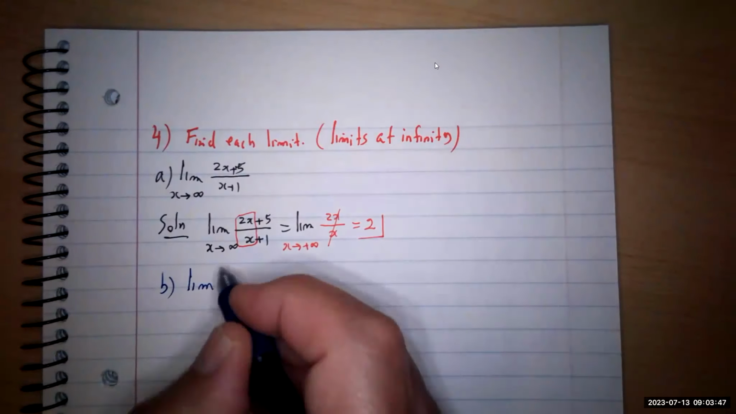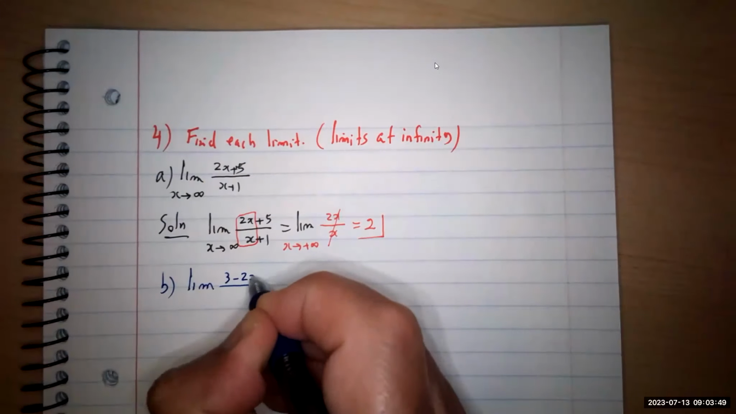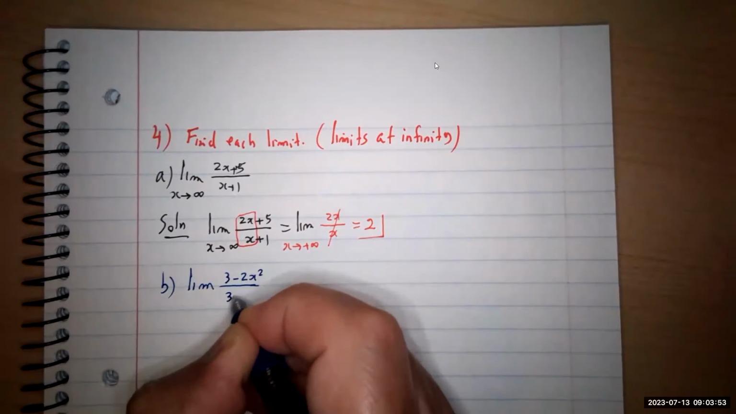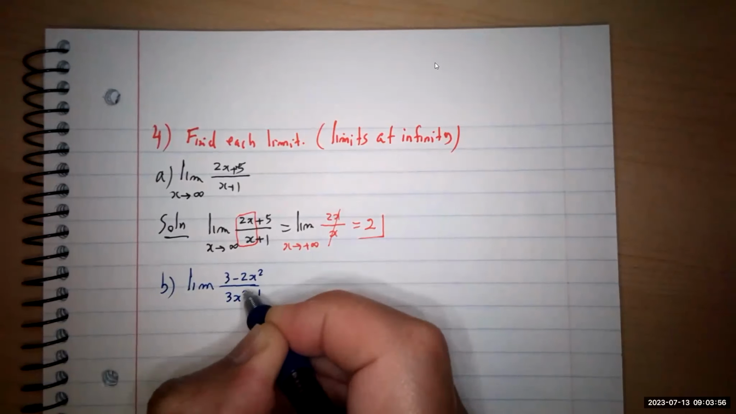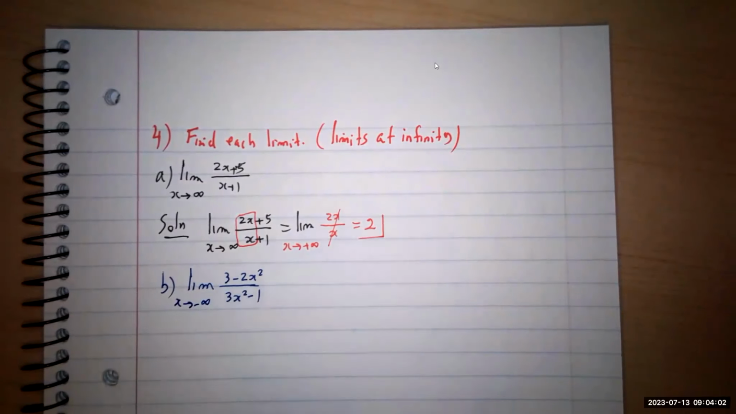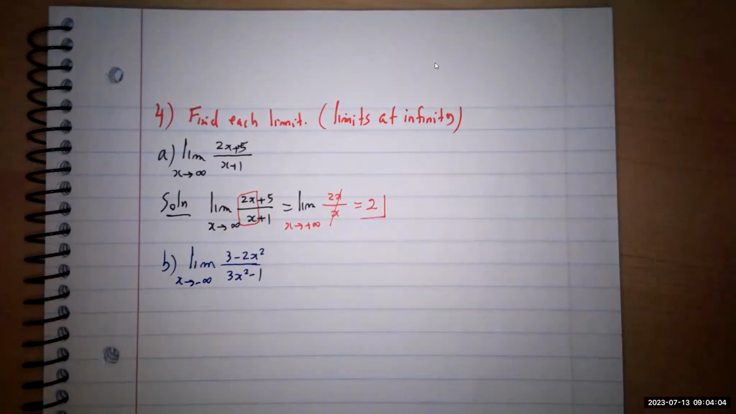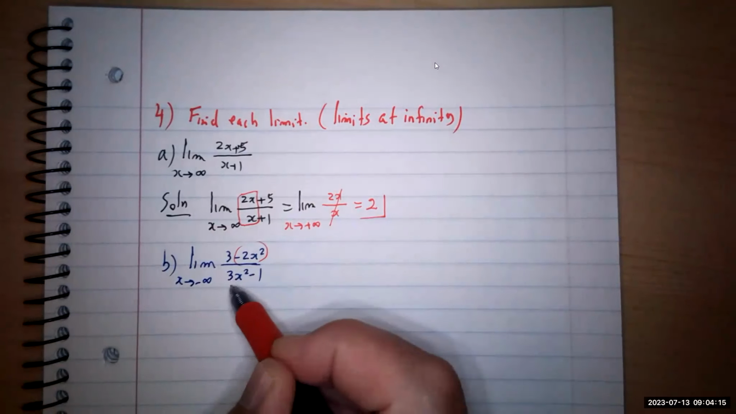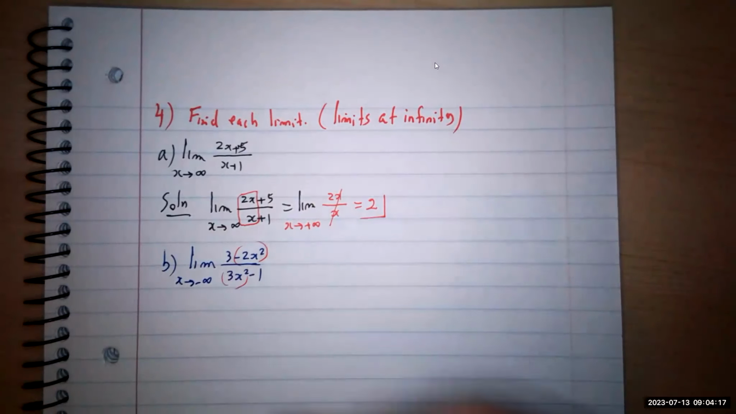So this is it, 3 minus 2x squared divided by 3x squared minus 1. And this time x goes to negative infinity. Again, polynomial on the top, then the bottom, leading term. This doesn't mean the first term. Leading means the one with the highest power of the x. So the leading term on the top is negative 2x squared. Then the bottom is 3x squared.